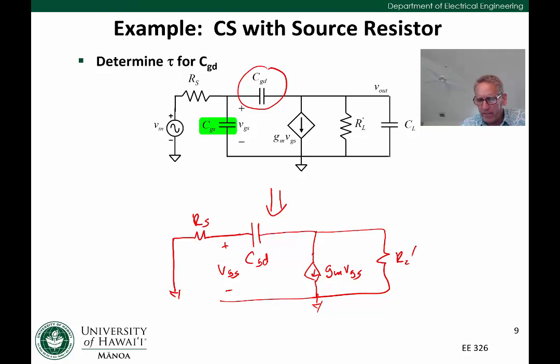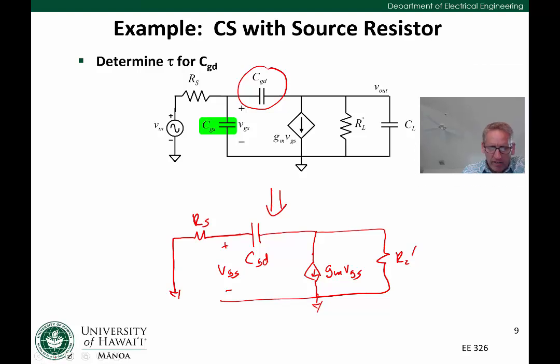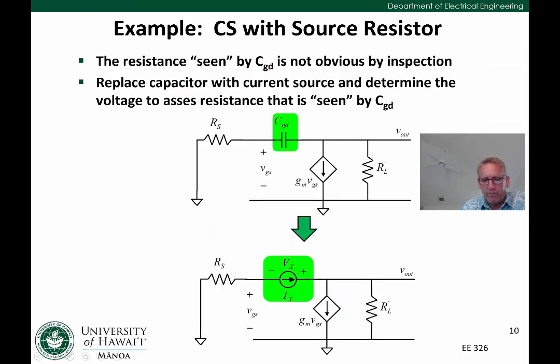So now things get a little bit more difficult. It's not exactly clear what the resistor CGD sees. So we need a slightly different technique to evaluate the resistance seen by CGD. And the technique we're going to use is as follows. So we can't really see what the resistance is.